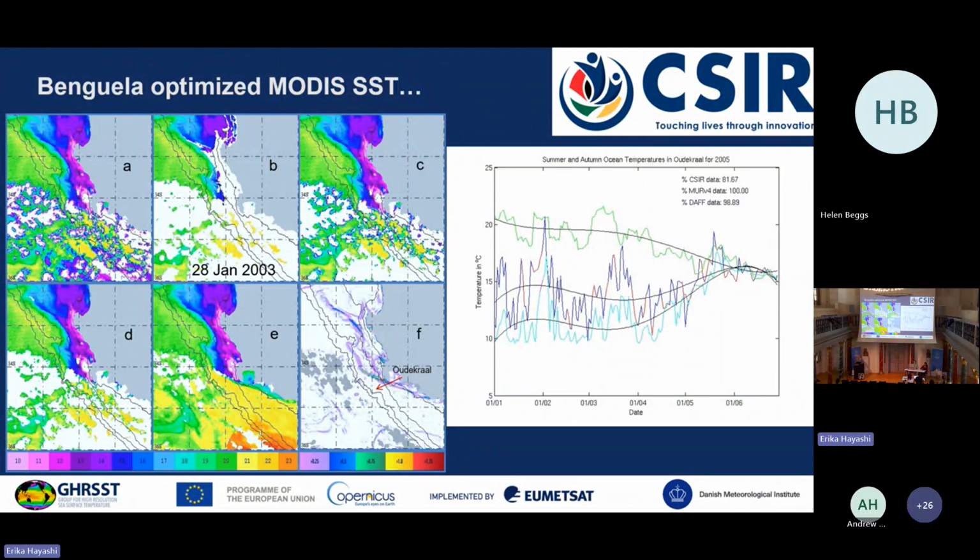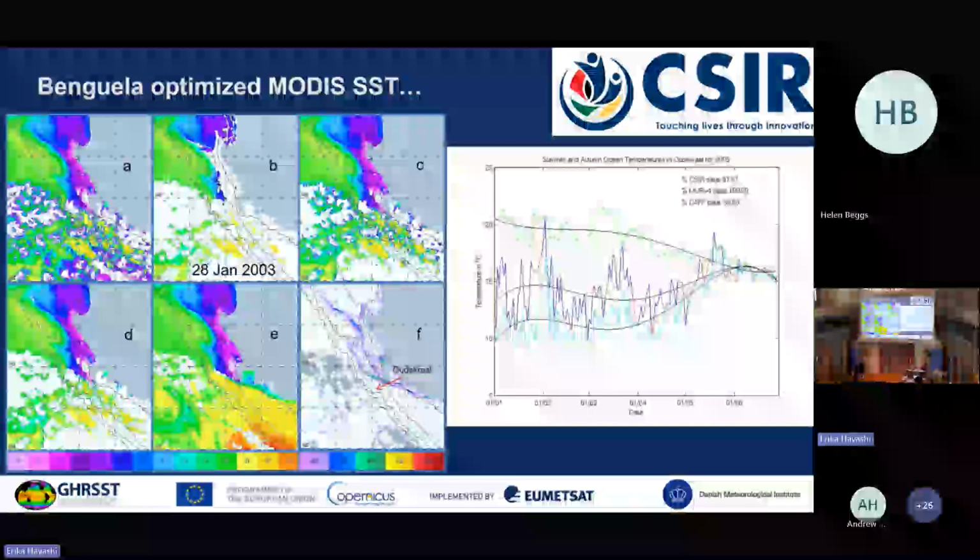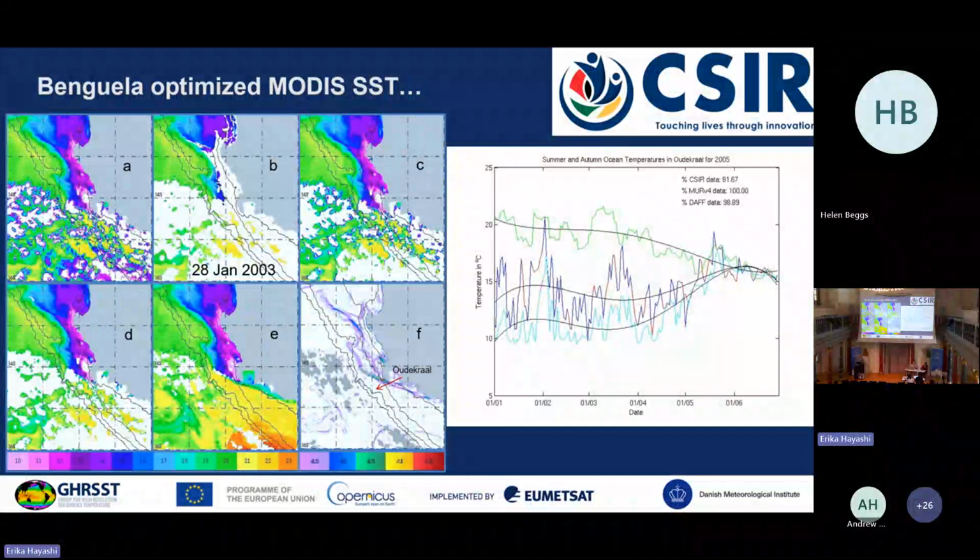The graph right next to it is a time series of a thermistor in the upwelling cell just off the Cape Peninsula, and I'm recording the variability. So it's at 5 meters depth. I'm not looking at the sea surface temperature itself, but just at the variability and how well the data captures the event scale, captures the upwelling events.